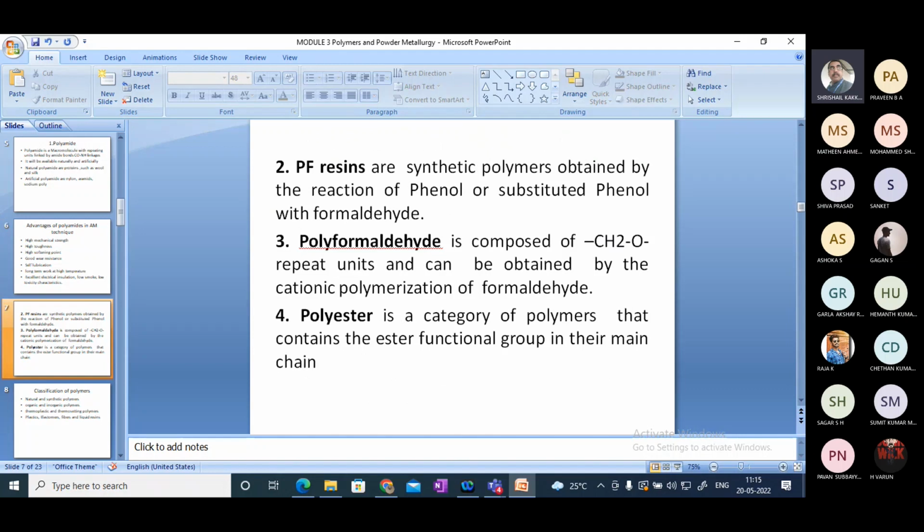And now PF resins. The PF resins are synthetic polymers obtained by the reaction of phenol and substituted phenols with aldehydes. And these are the different polymers: polybutadiene and polyesters. All these are different polymers. They'll be often used based on the nature. They'll be very useful for specific applications.